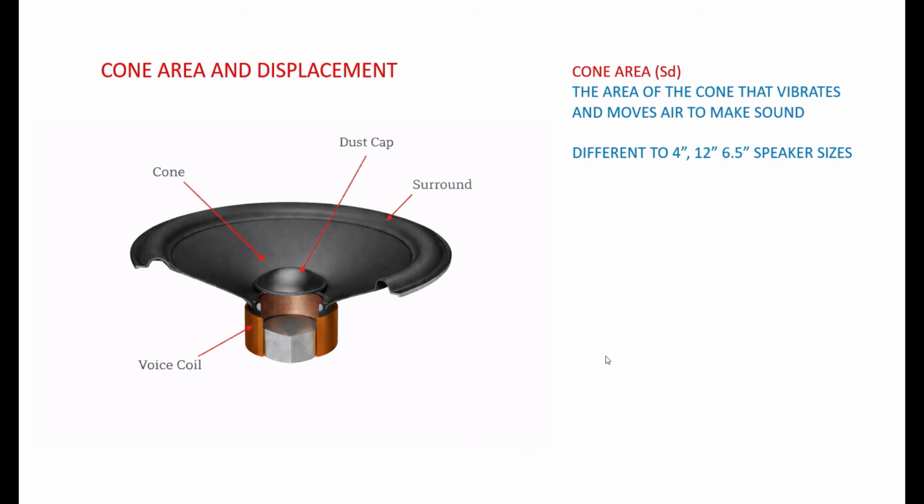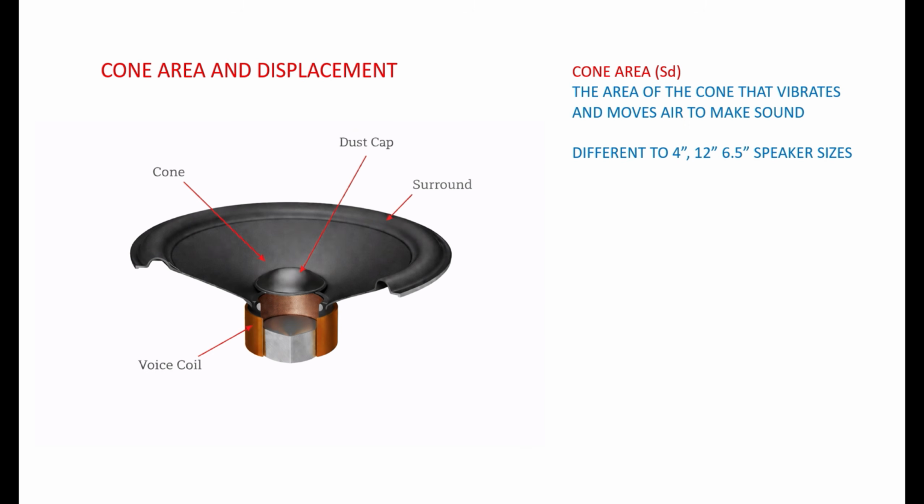So, talking about the parameters that apply to the speaker cone, the first one is cone area, which has the shorthand SD. Now, we're all familiar with 6.5-inch speakers and 3.5-inch speakers and 12-inch speakers and all that stuff, but not all 6.5-inch speakers have the same cone area. So if you want to compare two 6.5-inch speakers and find out which one has the bigger cone area, then this is the parameter to look for, SD.